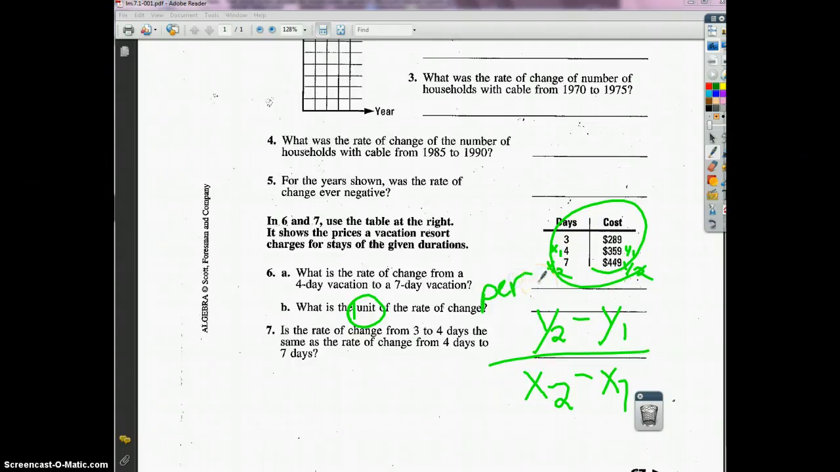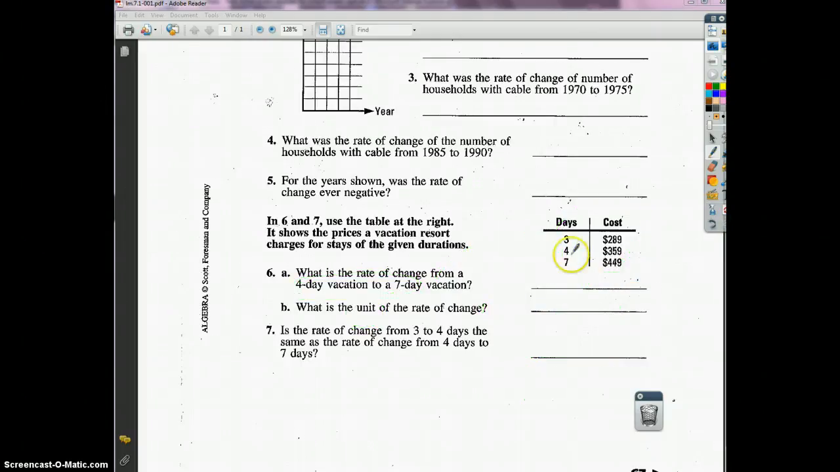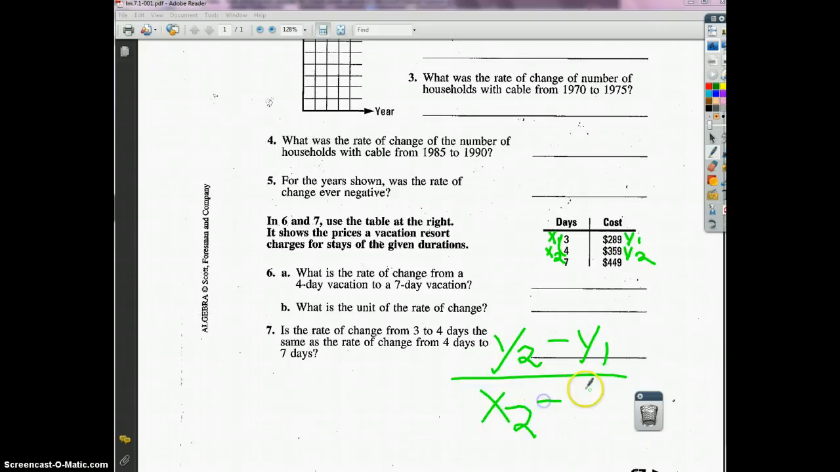Is the rate of change from 3 to 4 days the same as the rate of change from 4 to 7 days? Up here we did 4 to 7 days. So they're asking, is this rate the same as the rate from 3 to 4? So this is x1, this is x2, this is y1, this is y2. Find the rate of change of this. It's y2 minus y1 over x2 minus x1. And they're asking, are these two the same answer? All right, hope that helps.